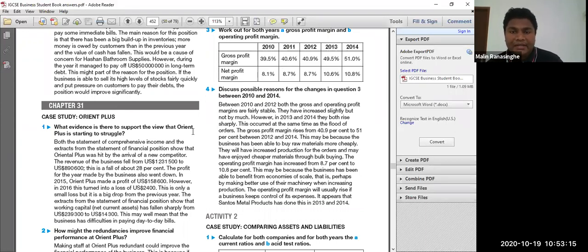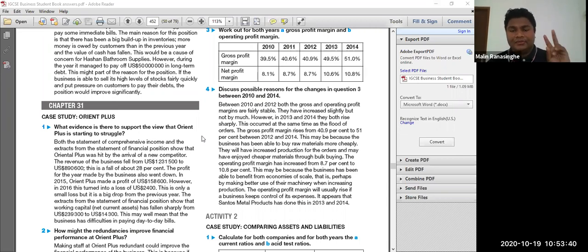So between 2010 and 12, both gross profit and operating profit margins are fairly stable and slightly increased, but not by much. However, in 13, 14, the notable point is both rise sharply, and this coincides with the big orders. They are really good performance there. You can see the company's performance was really good. Okay, guys. So that's it.